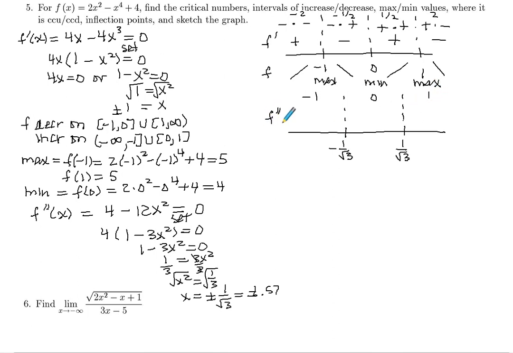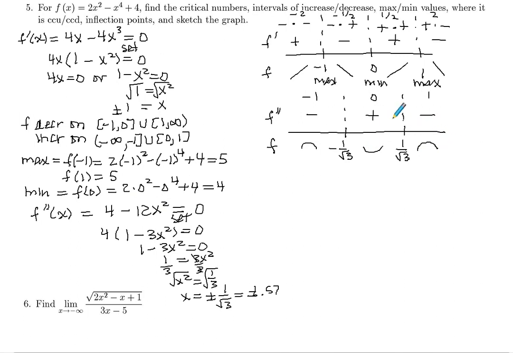We're plugging back into f double prime, and we're going to tell what happens to f. So we're plugging back in here. So negative 1 goes in here. 4 minus 12 times negative 1 squared. Negative 1 squared is 1. 4 minus 12, that's negative. So this is going to be concave down. And then plug a 0 in. 4 minus 12 times 0. 4 minus 0, that's positive. So concave up. And then plug a 1 in. 4 minus 12 times 1 squared. 4 minus 12, that's negative. Concave down.